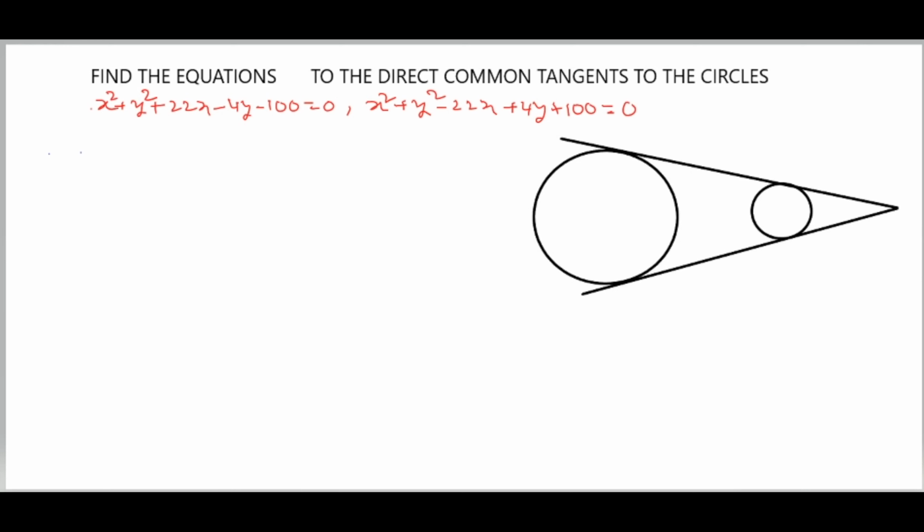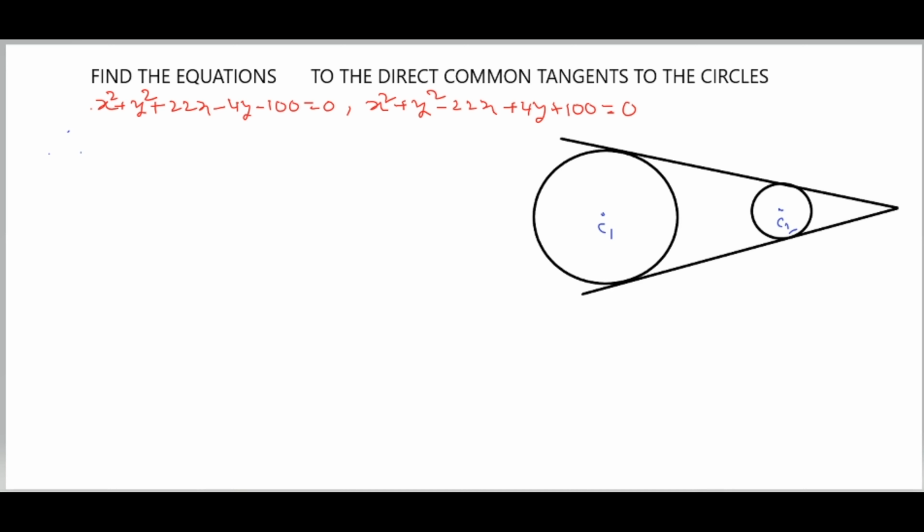Find the equations to the direct common tangents to the circles x square plus y square plus 22x minus 4y minus 100 is equal to 0, and x square plus y square minus 22x plus 4y plus 100 is equal to 0. This is the center of the first circle C1 and this is the center of the second circle C2. So these two lines are called direct common tangents. Now we find these direct common tangents.